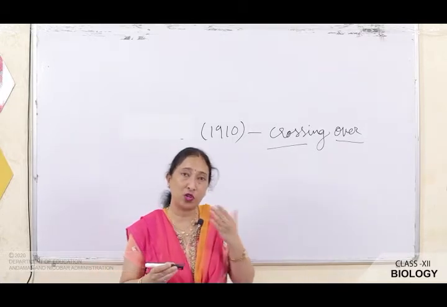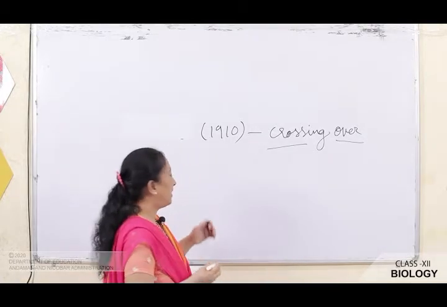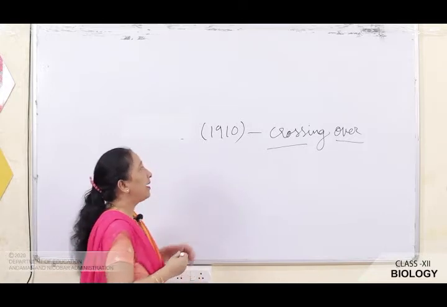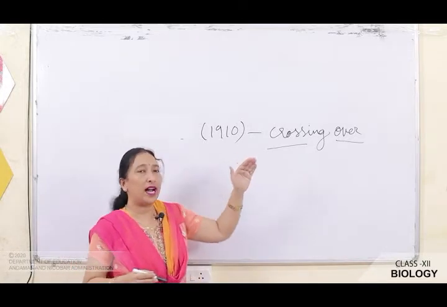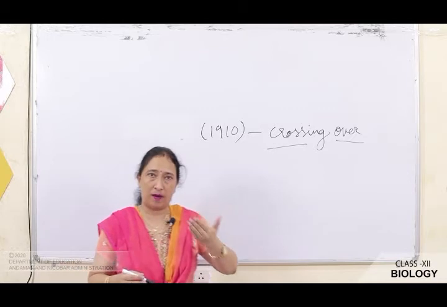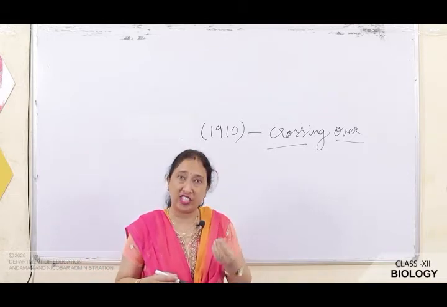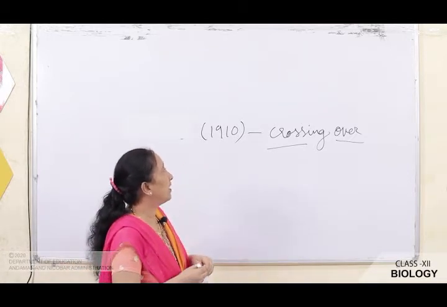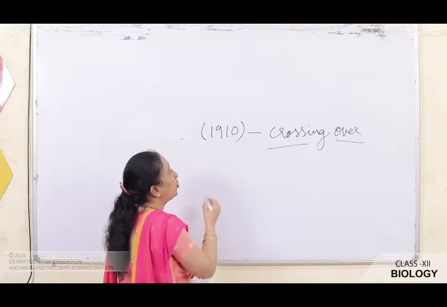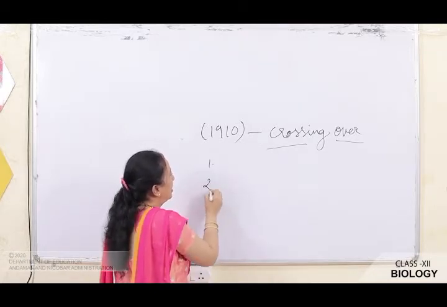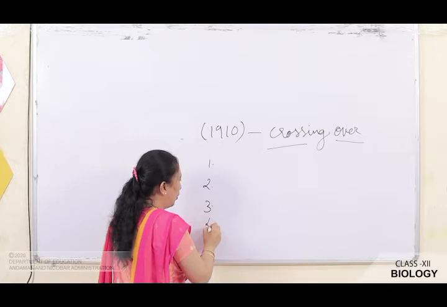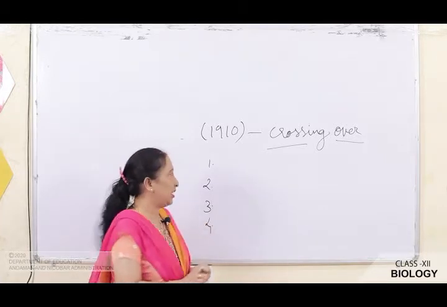Now, what is crossing over? Crossing over is a biological process in which the non-sister chromatids are exchanged, and by which new recombinants are formed. It takes place in steps.